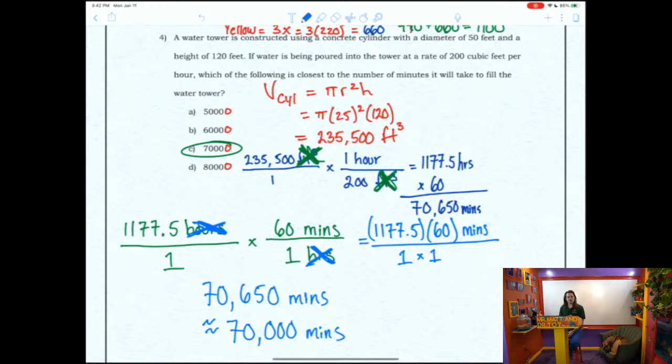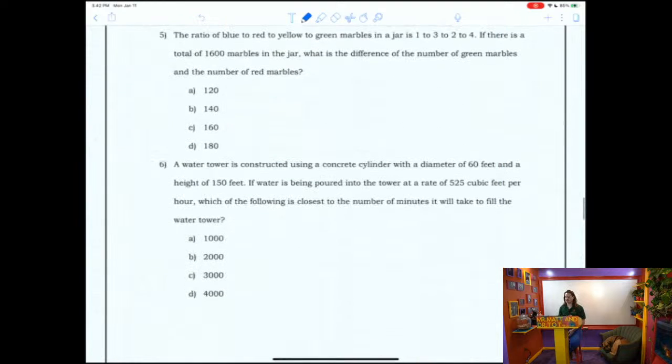If you have any questions, then please let me know. Otherwise, let's continue. So last pair of these 2 questions. Number 5, the ratio of blue to red to yellow to green marbles in a jar is 1 to 3 to 2 to 4. If there's a total of 1,600 marbles in the jar, what is the difference of the number of green marbles and the number of red marbles?